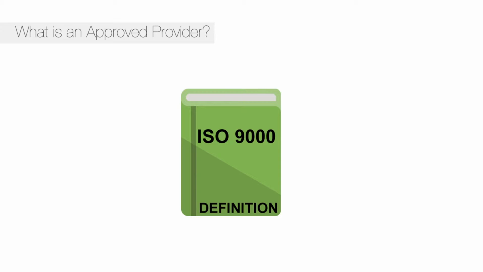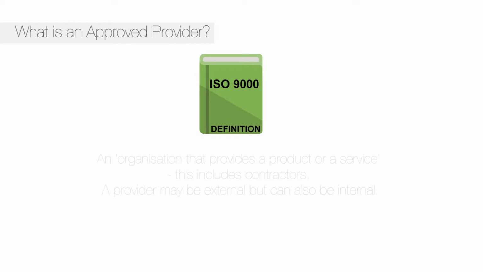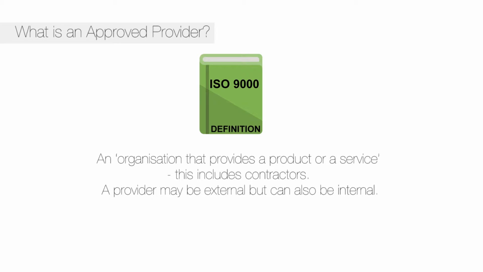The definition of a provider or supplier, according to ISO 9000-2015, is an organisation that provides a product or a service. This includes contractors. A provider may be external but can also be internal. Whilst a provider can be internal, in this video we will only be discussing approval of external providers.